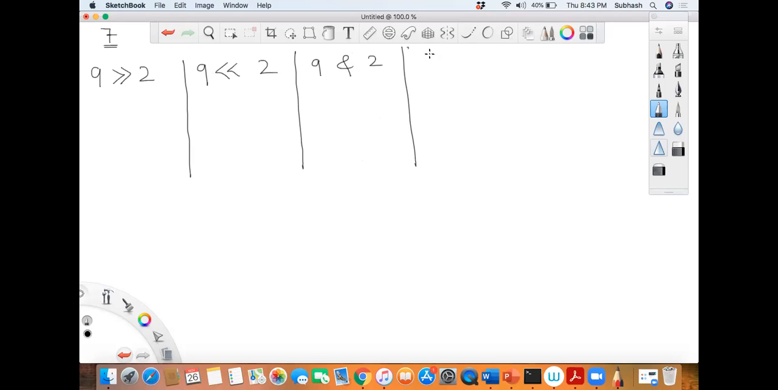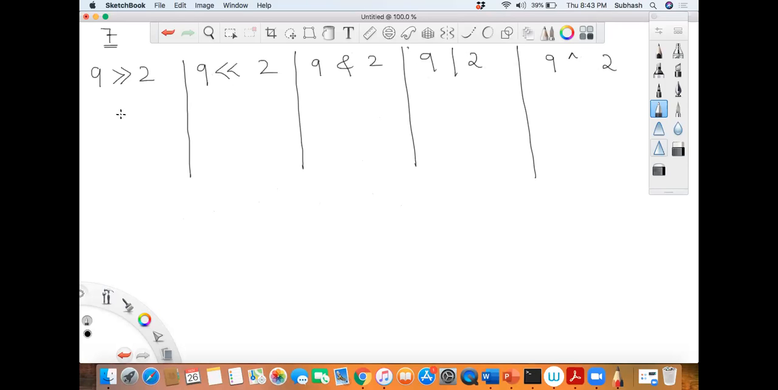9 and with 2. Then we have 9 or with 2. What else? 1, 2, 3, 4. Did I leave anything? 9 XOR 2 is there. 1, 2, 3, 4, 5, and there is one more. We'll do it later.